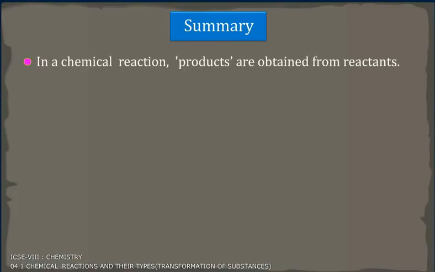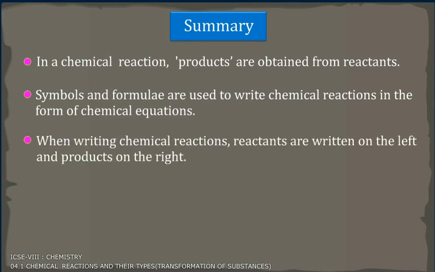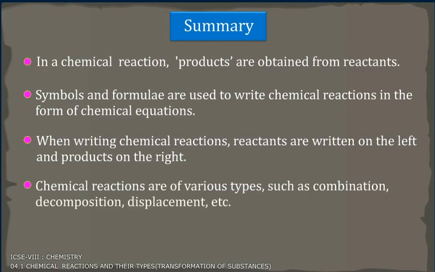Summary. In a chemical reaction, products are obtained from reactants. Symbols and formulae are used to write the chemical reactions in the form of chemical equations. When writing the chemical reactions, reactants are written on the left and products on the right. Chemical reactions are of various types, such as combination, decomposition, displacement, etc.